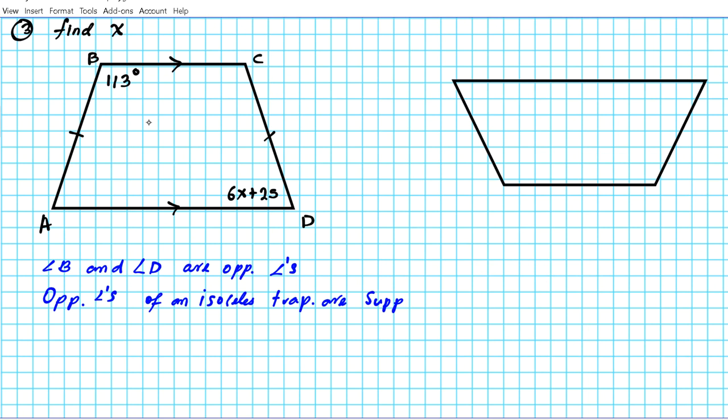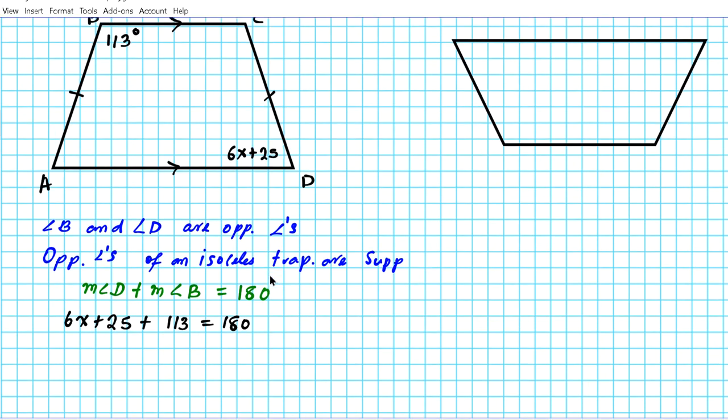What formula can we write? Well, since opposite angles are supplementary, we can write down the following equation. The measure of, let's write the one that has a variable first, okay? Measure of angle D plus measure of angle B. Opposite angles are supplementary, means they add up to 180, okay? So we substitute measure of angle D is 6x plus 25 plus measure of angle B, which is 113. Add that together, we have 180 degrees.